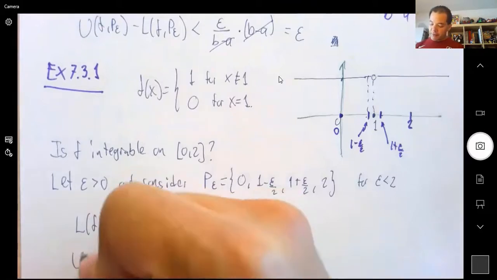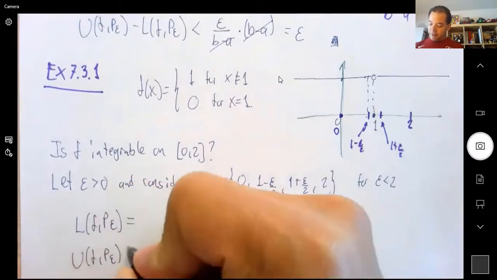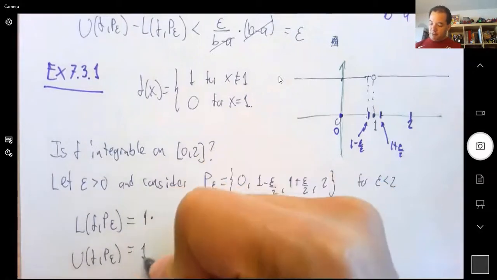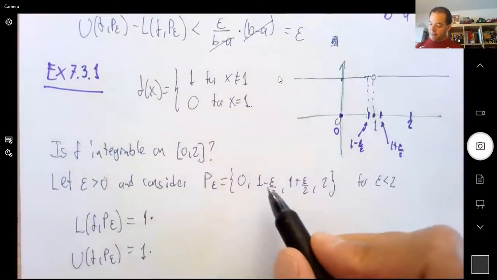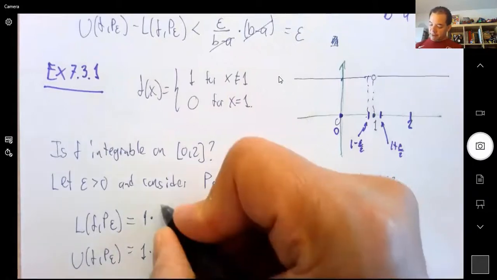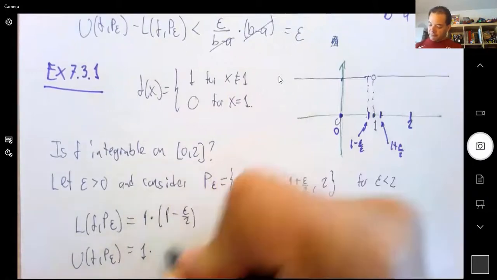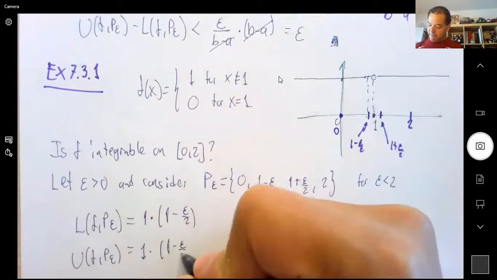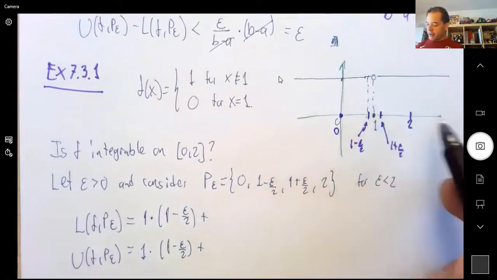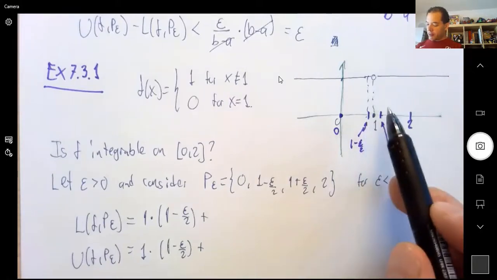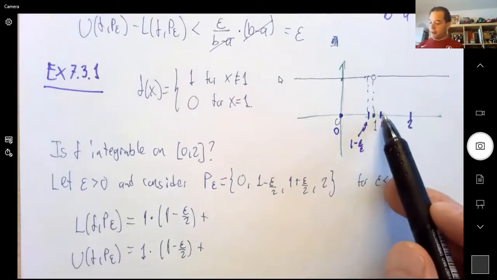Maybe I'll do both of these at the same time. So this will be 1. It's 1 for both the infimum and the supremum. And what's the length of the interval? This minus that. So it's 1 minus epsilon over 2. Good. Then we have between 1 minus epsilon over 2 and 1 plus epsilon over 2, right?